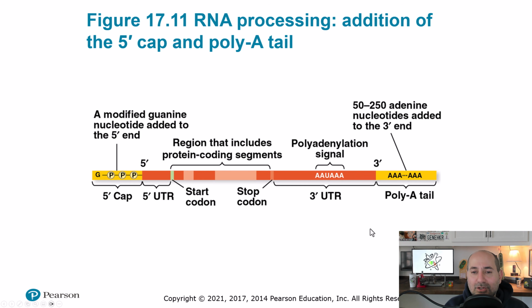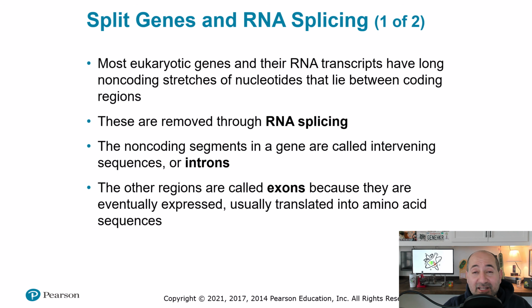Isn't that neat? So these are two modifications, but remember, there's still a third modification, and this one takes even more paying attention to understand correctly. So let's focus in on what's the third and final modification on the mRNA of eukaryotes. The third and final modification that needs to occur during RNA processing is known as splicing out of intron sequences.